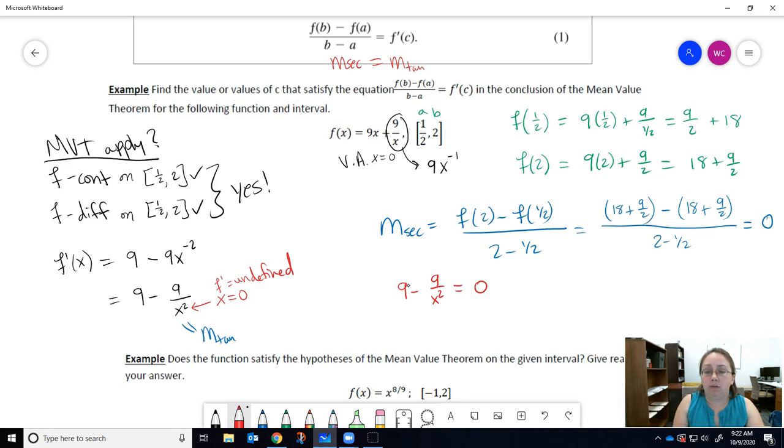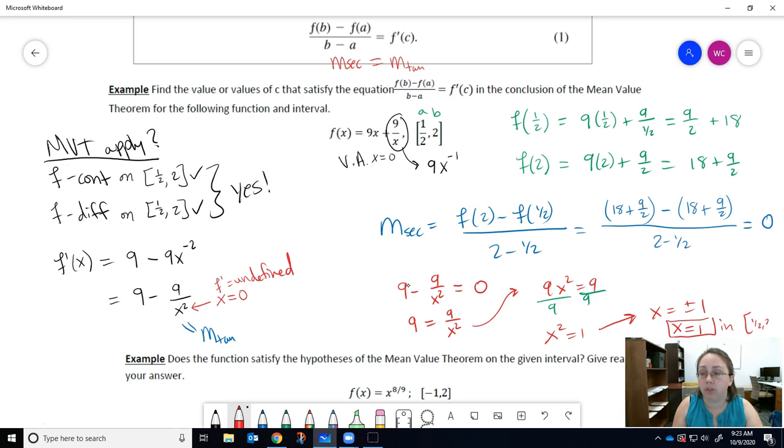All right, let's bring the negative term around. So leave the 9, bring the 9 over x squared around. We can multiply by x squared. So 9x squared equals 9. We can divide by 9. So x squared equals 1. So we found x equals plus or minus 1. Be sure, though, you only give the answer in your interval. So in our interval, we have just x equals positive 1. So this is in the interval from 1/2 to 2.